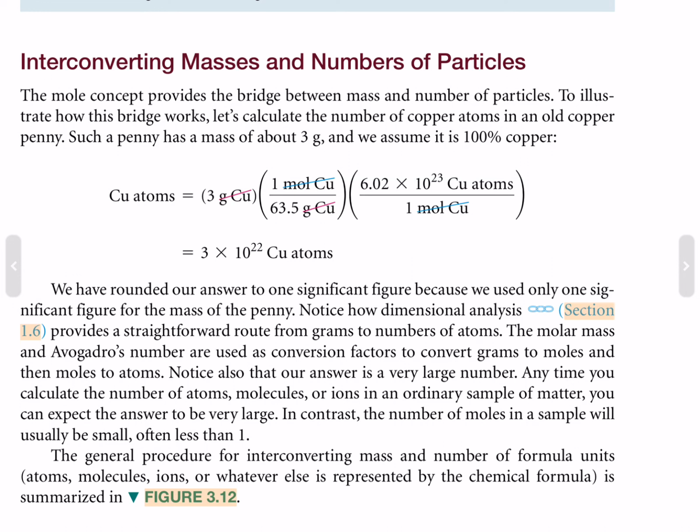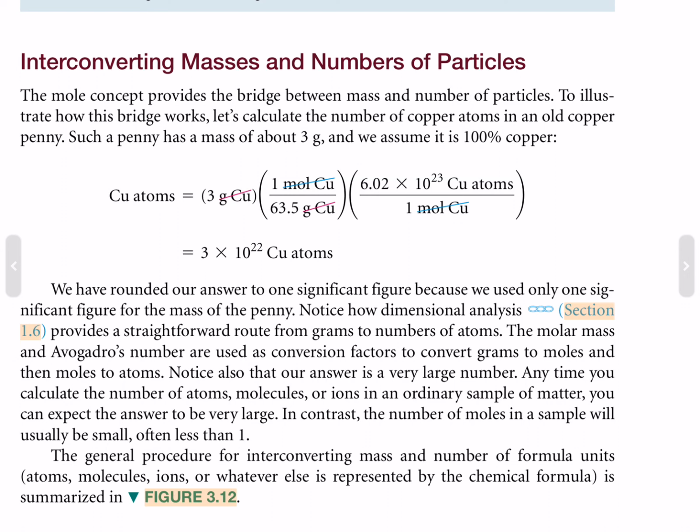Copper atoms equals 3 grams of copper times 1 mole per 63.5 grams of copper. Put grams on the bottom to cancel. And there are 6.02 times 10 to the 23rd atoms in each mole. Moles cancel. So in one old copper penny, there were 3 times 10 to the 22 copper atoms.